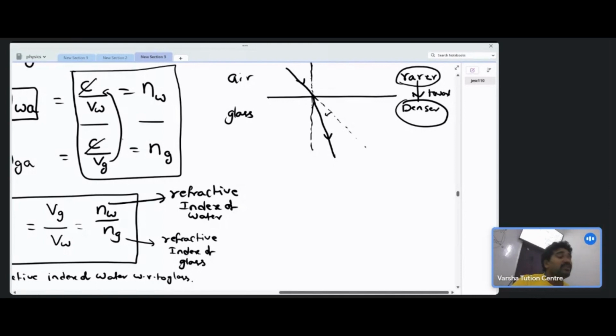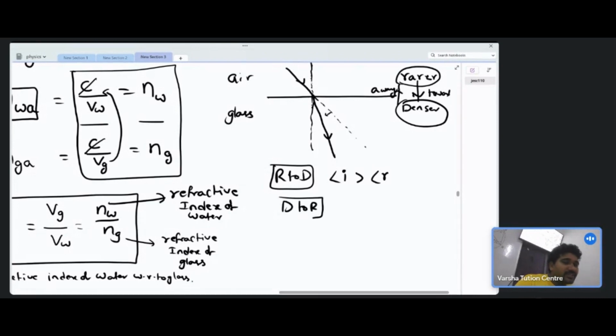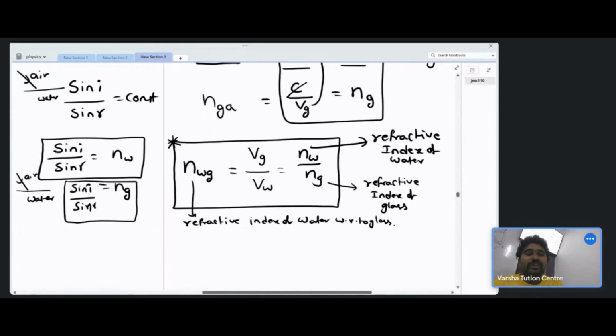Is that clear now? Reverse, if it is denser to rarer, it means away from the normal. So when it is rarer to denser, which is bigger, I or R? The angle of incidence I is greater than the angle of refraction R when going rarer to denser. Denser to rarer means which is big? The angle I is less than the angle R. Keep that in mind. So this is what you need to know about refractive index.